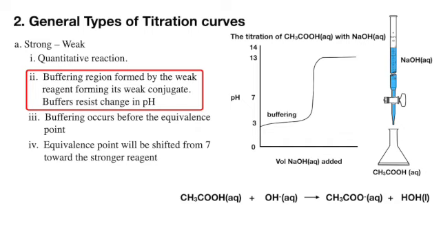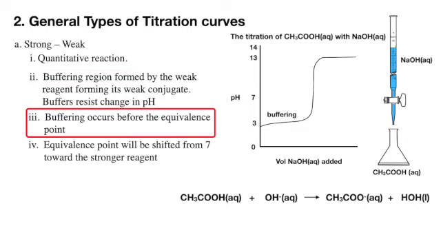Okay, we do have buffering. Buffering is formed when we have a weak acid and its negative ion present at the same time, and buffering resists a change in pH. In the next lesson I'll show you a little bit more about buffers. Buffering occurs before the equivalence point, not after.